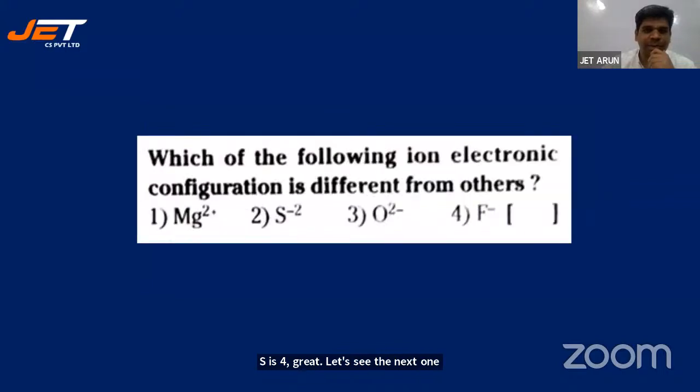Next one, let's see. Here, which of the following ion electronic configuration is different from others? Three of them have the same, the fourth one is different. It is asking which one. So you should think of number of electrons. Solution is 2.